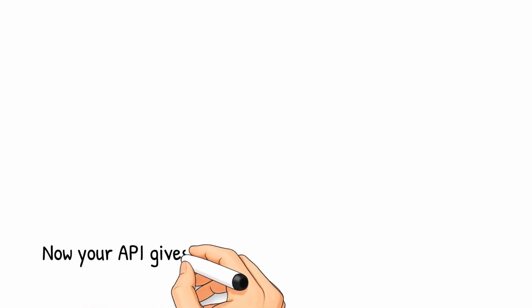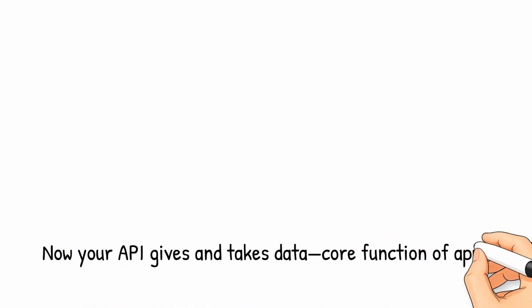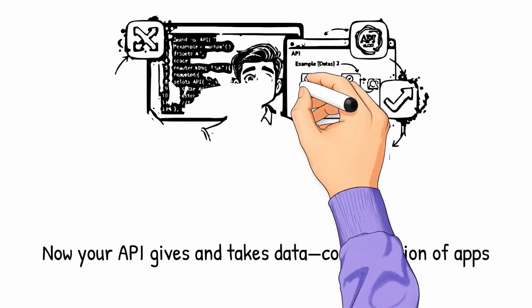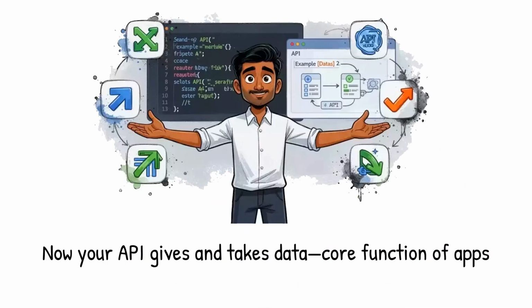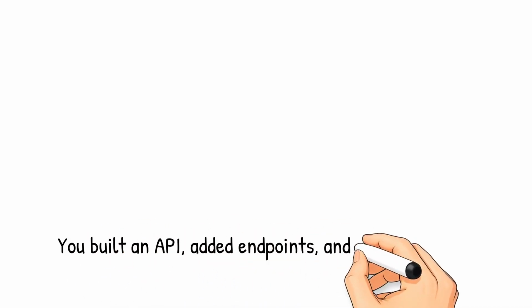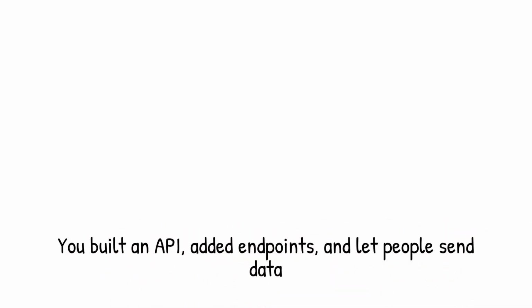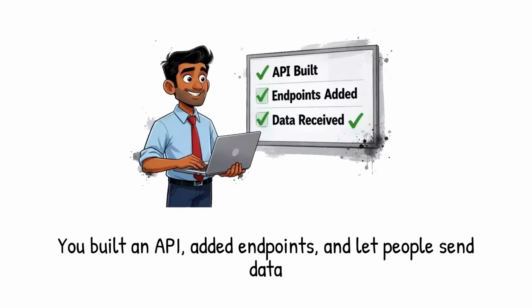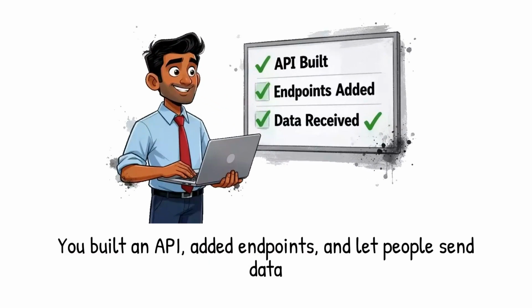Now your API can not only give data out, but also take new data in. That right there is the heart of almost every app you use. Look at what just happened. You built an API, opened it, called it with the tools from last episode, added more endpoints, and even let people send data in. You didn't just learn what an API is. You became someone who can build one.